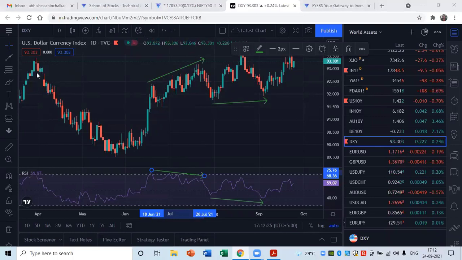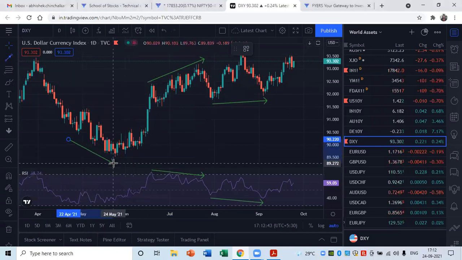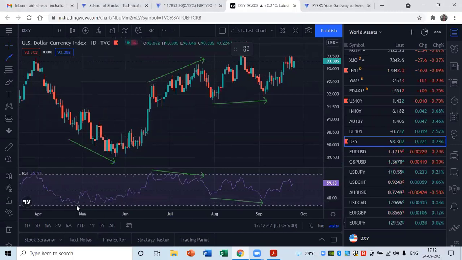Similarly, if you look at the bottom of the chart, see that in this particular instance, price is making a lower low. But if you look at the RSI, the momentum started to fade, and in this particular region, the RSI is moving higher.